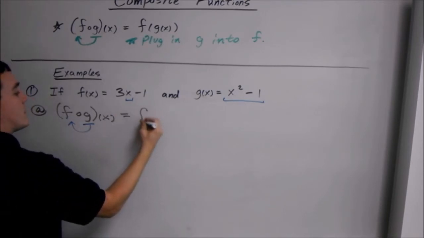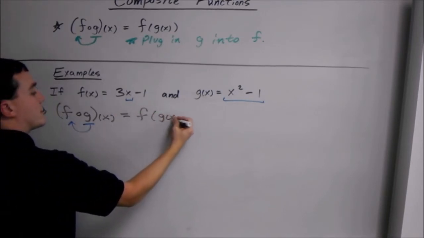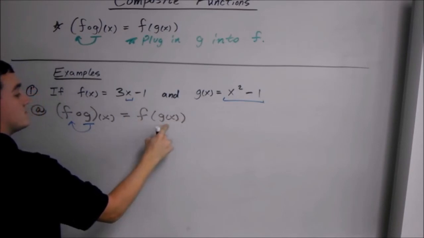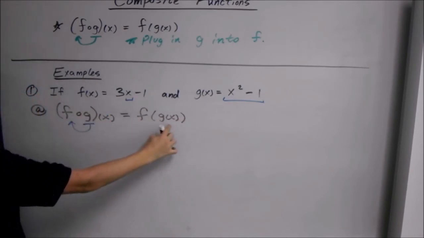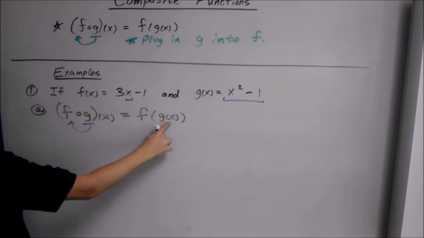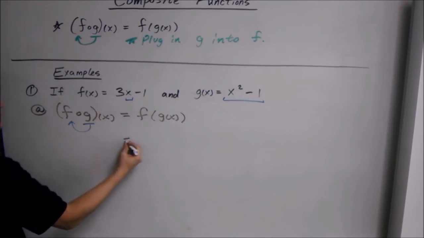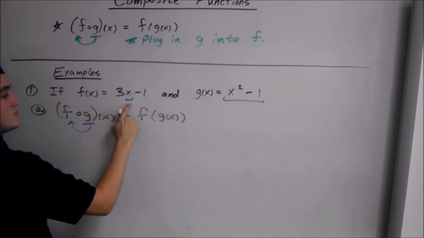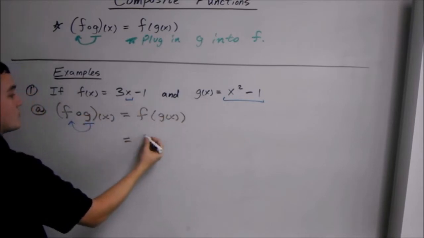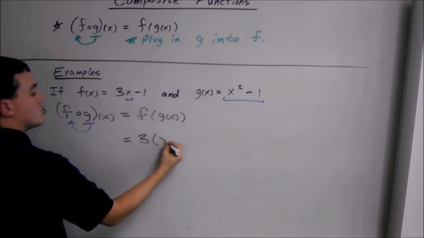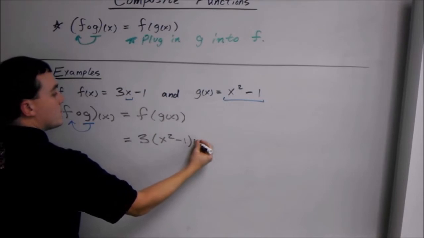So, f of g of x, because usually it's f of x. Now it's f of g of x. So it's just telling us to replace x with g of x. So we get 3 times our g function, x squared minus 1, minus 1.